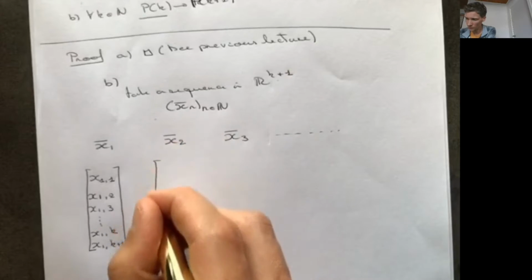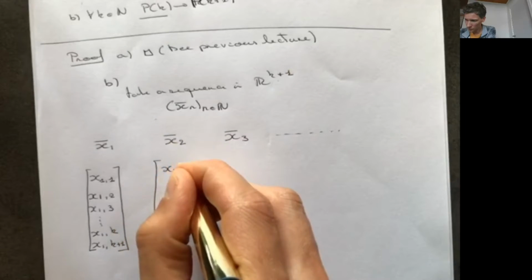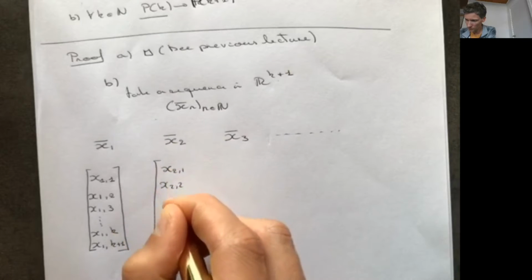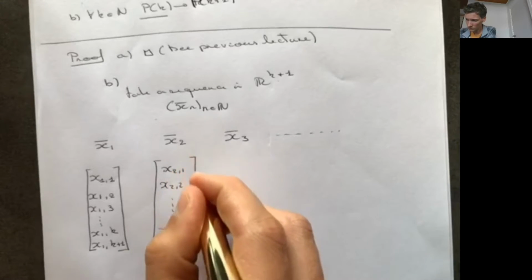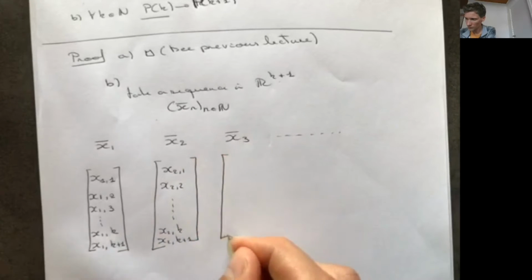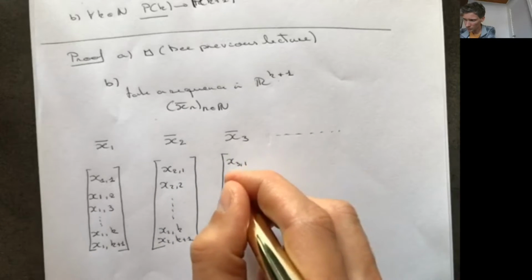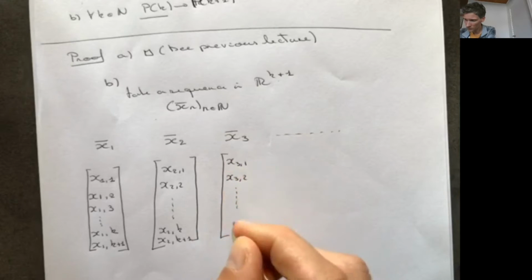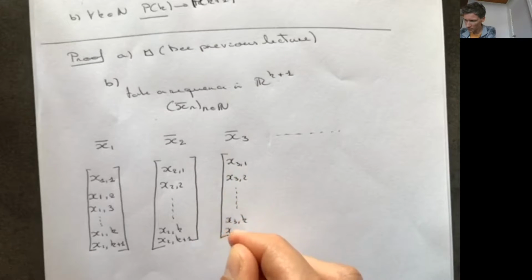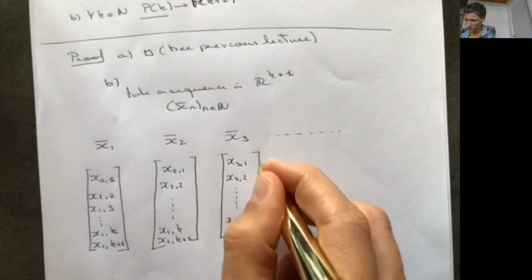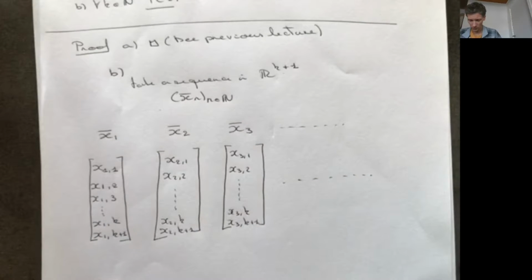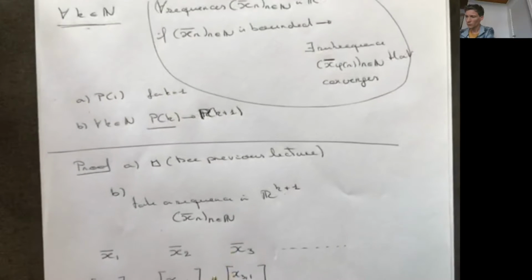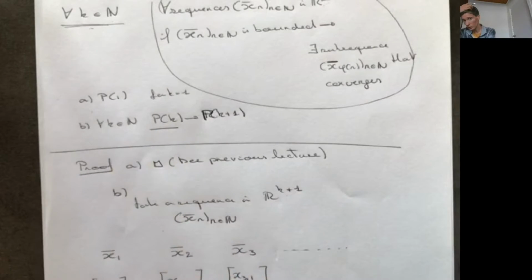And you can do the same thing for x2: x21, x22, and so on, x2k and x2(k+1). You can do the same for x3: x31, x32, x3k, and x3(k+1), and so on, and so on. Okay, so that's our sequence of vectors of dimension k+1. And remember, we know something about sequences of vectors of dimension k.